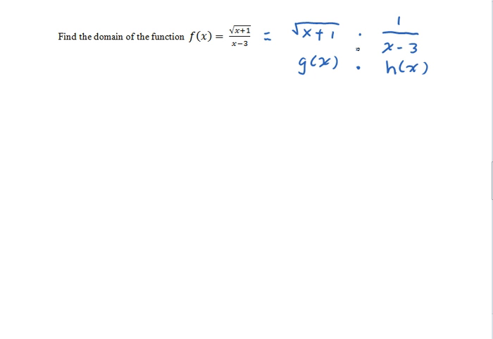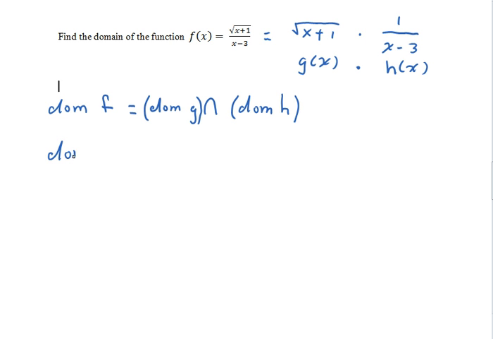Now, the domain of a product function is the intersection of the domains of its factors. So the domain of f is going to equal the intersection of the domain of g and the domain of h. So let's look at the domain of g.